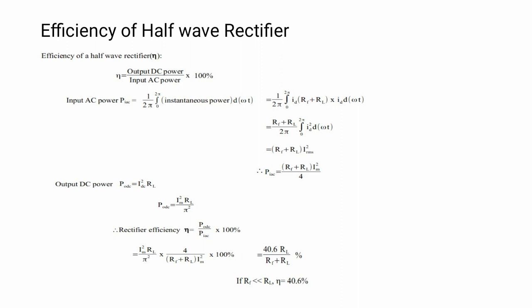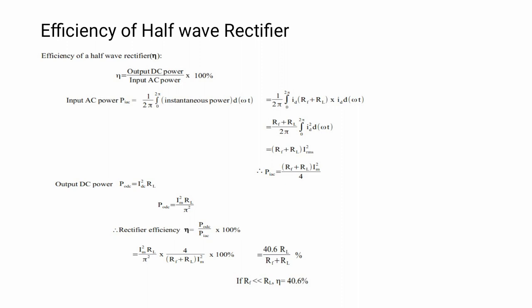Next, it is the efficiency of the half-wave rectifier. It is defined as the ratio of the output DC power and input AC power. First we have to calculate the input AC power, which is equal to 1 by 2π ∫ from 0 to 2π of instantaneous power dωt. Just put the values, and we have P_iAC, which is equal to (R_F + R_L) I_m² by 4. We know the value of I_m.